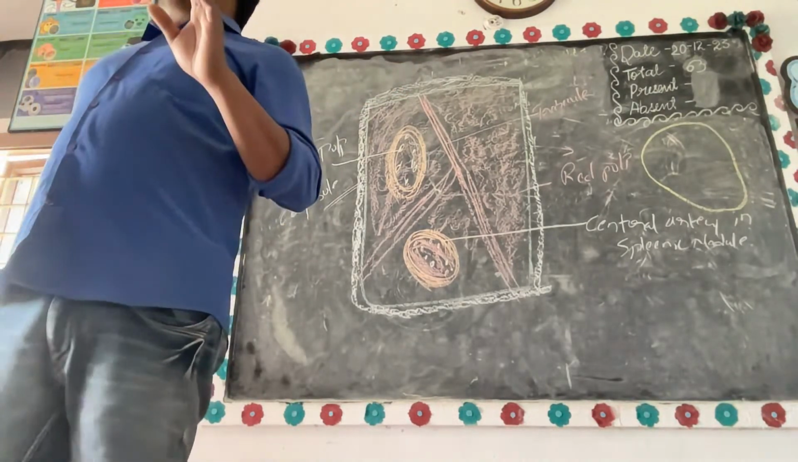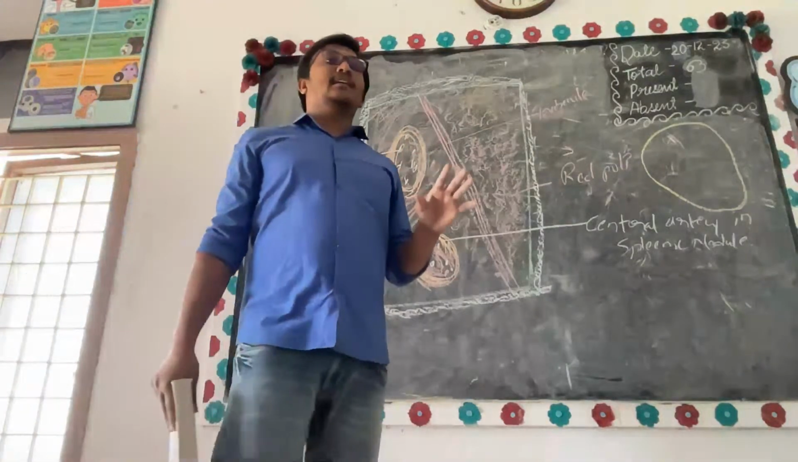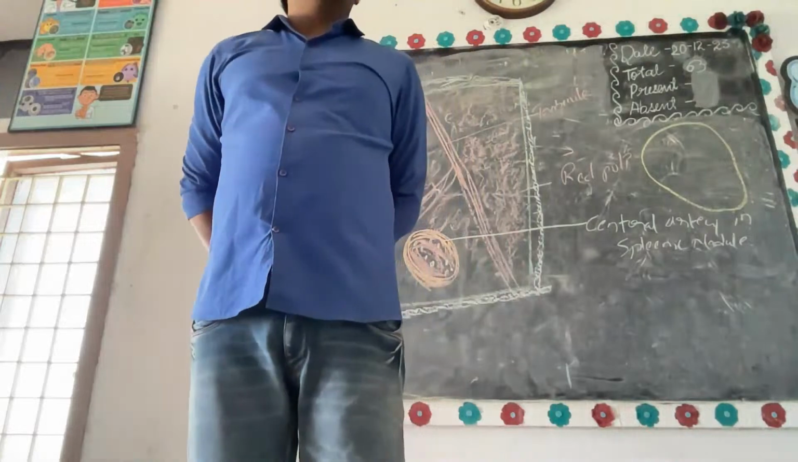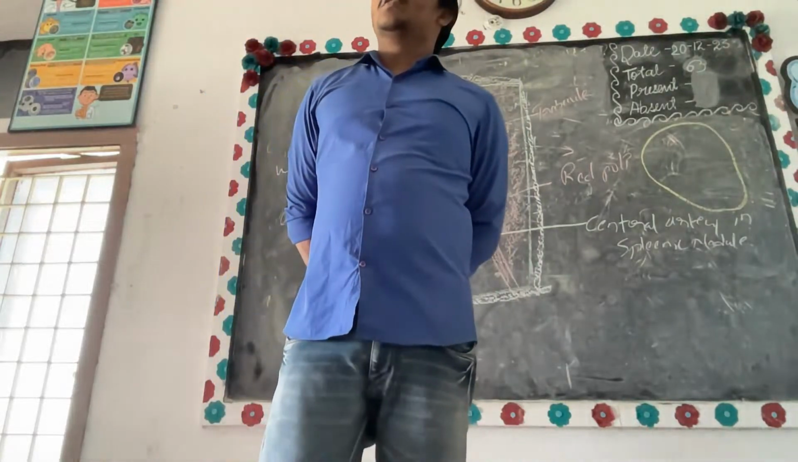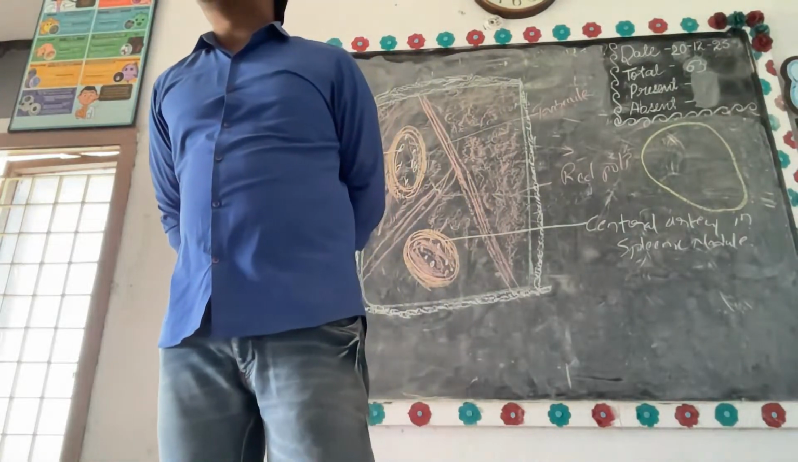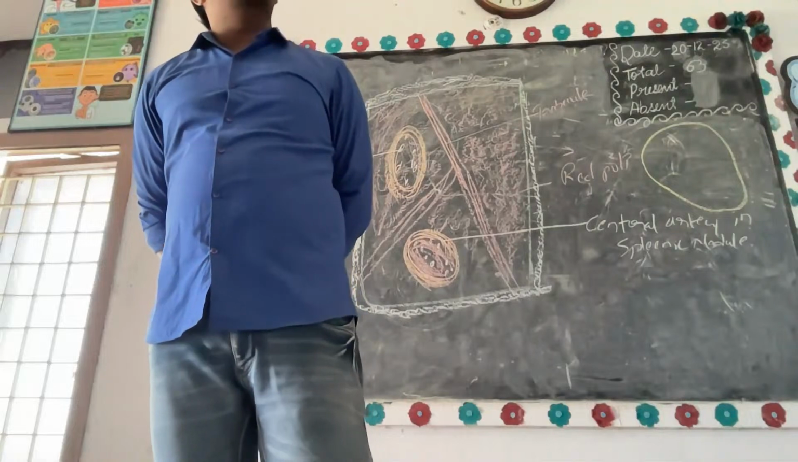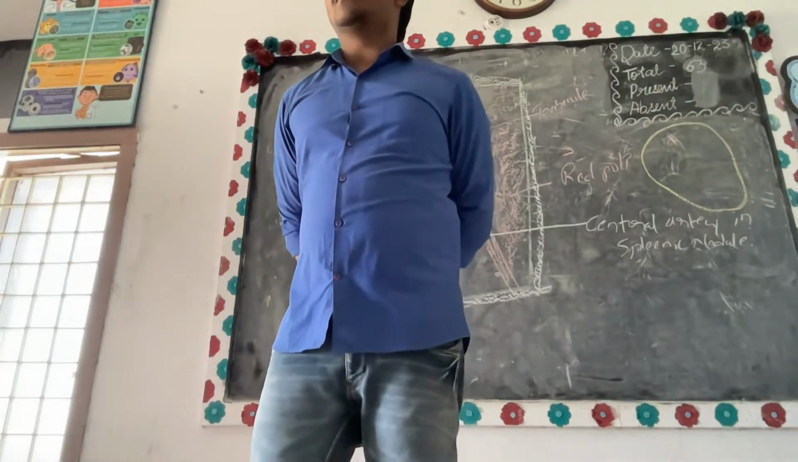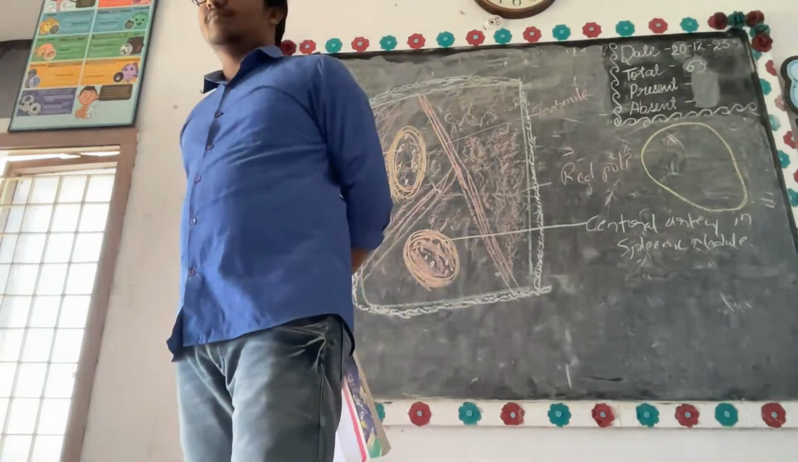Now, if the question comes like explain the anatomy of the digestive system, you will write what are all the parts involved in the digestive system, what are all the organs involved in the digestive system.